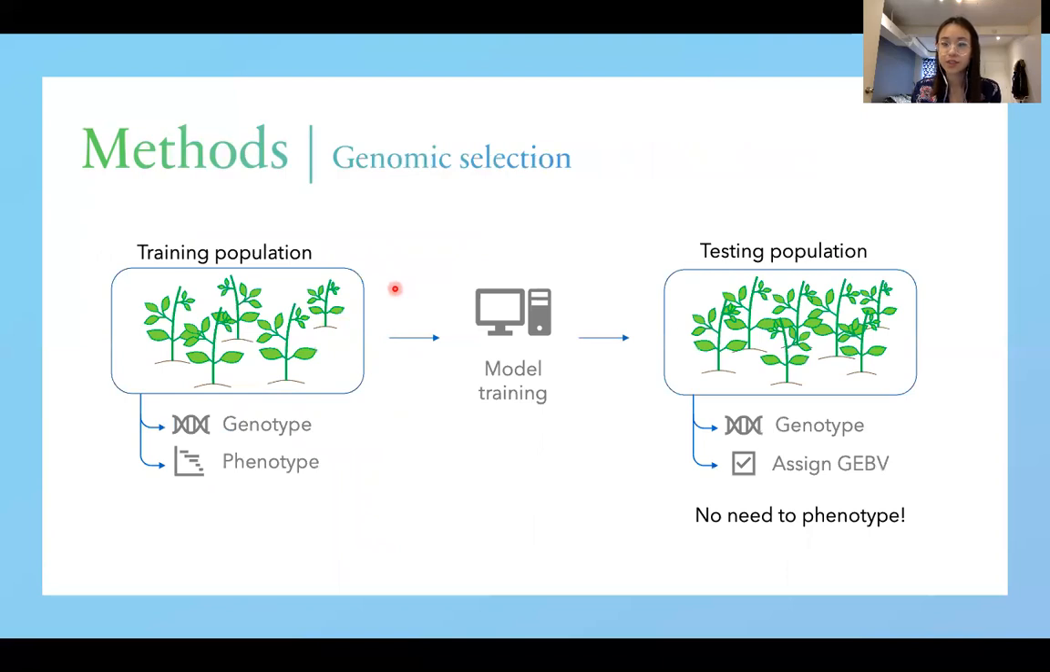Genomic selection consists of taking a population that is both genotyped and phenotyped and training a model based on that population, then applying it to a testing population where individuals are only genotyped. These individuals are then assigned a genomic estimated breeding value, and phenotyping is not needed.